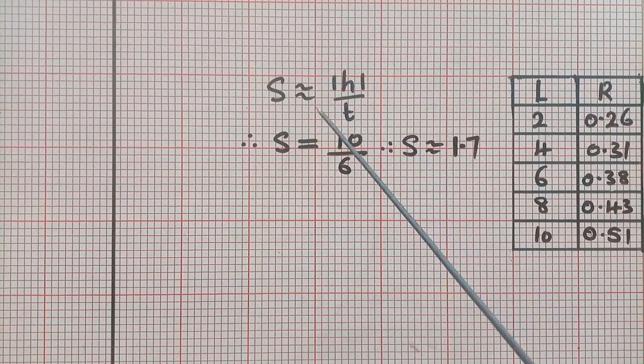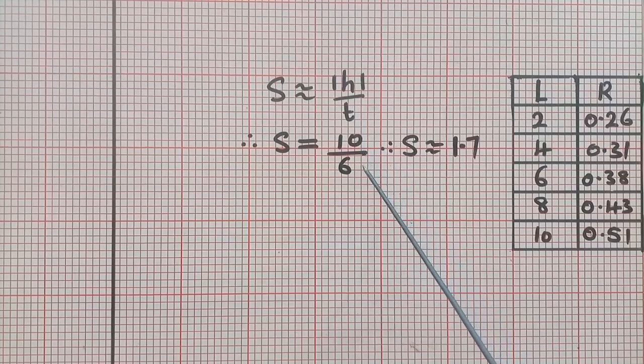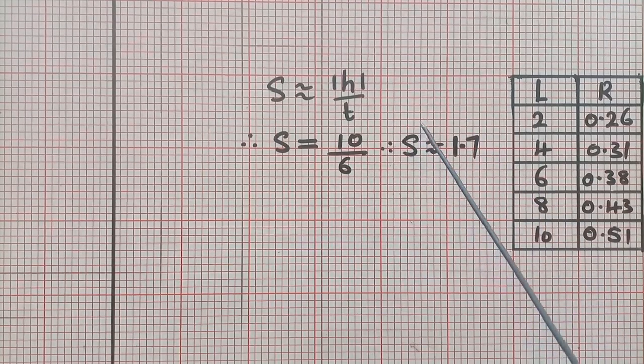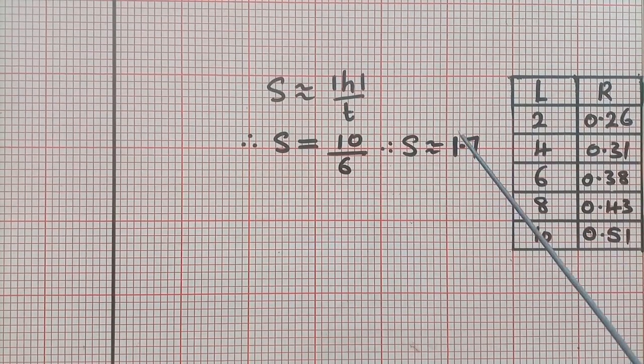Consequently, we see that the scale is equal to 10 over 6. H is 10, t is 6. I hope you remember how we got them, so that if you do the calculation, you see that the scale is approximately equal to 1.7. By this calculation, 1.7 is our scale.